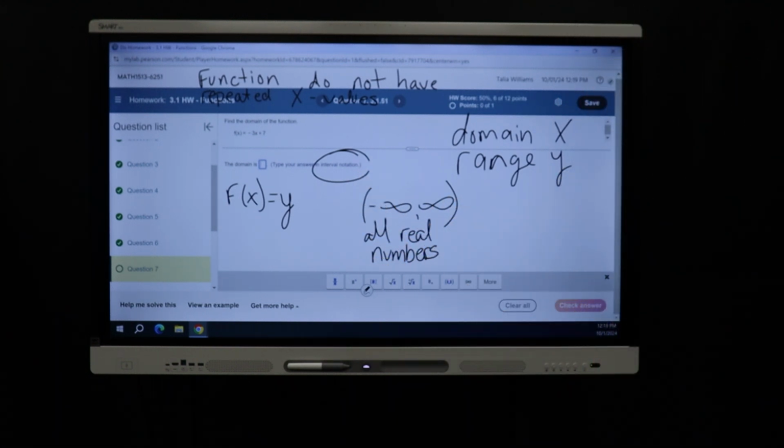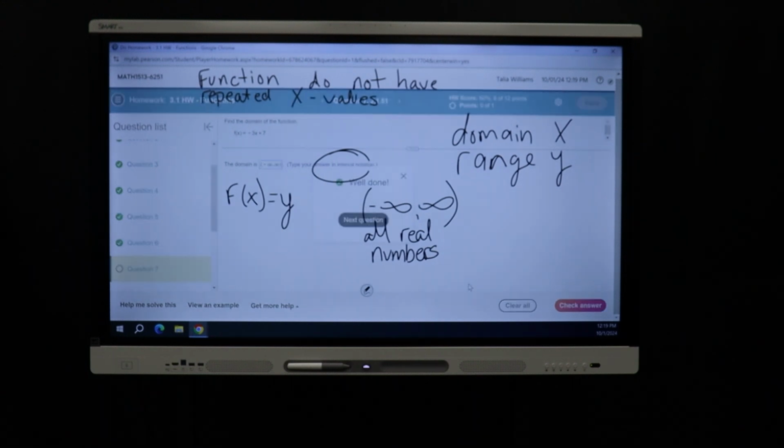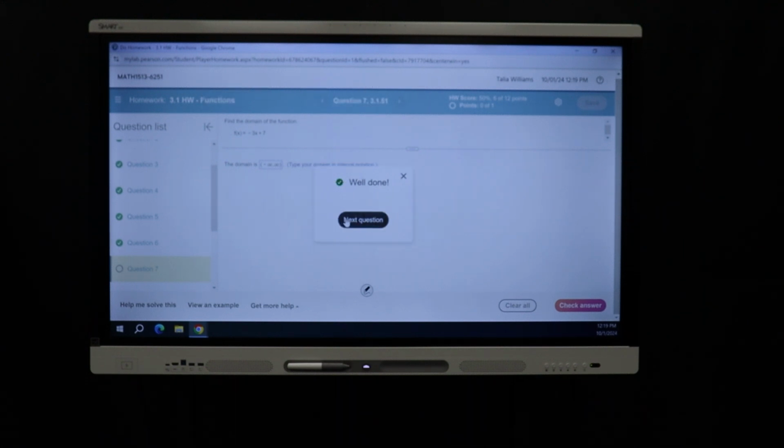Remember, when you do interval notation, you cannot put a bracket with an infinity because we cannot equal infinity. Okay, what's next?